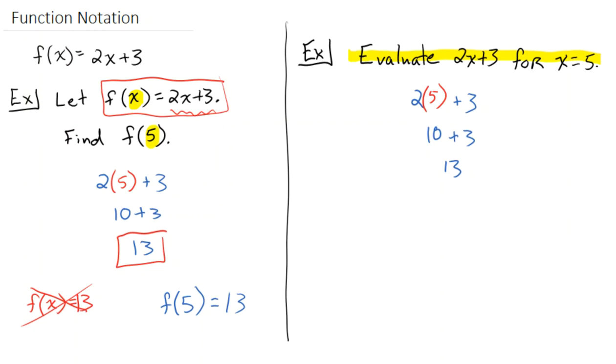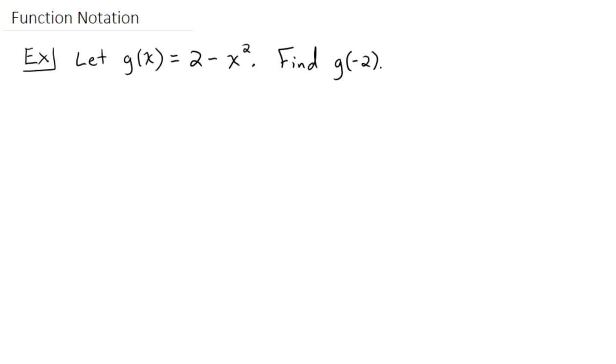All right, I'll do one more of these and then let you try some on your own. Let g of x equal 2 minus x squared. We're being asked to find g of negative 2. So what that means is we're going to take the left side of our function and plug in a negative 2 where the x stands. All of the stuff around x stays the same. Only the x piece turns into a negative 2.